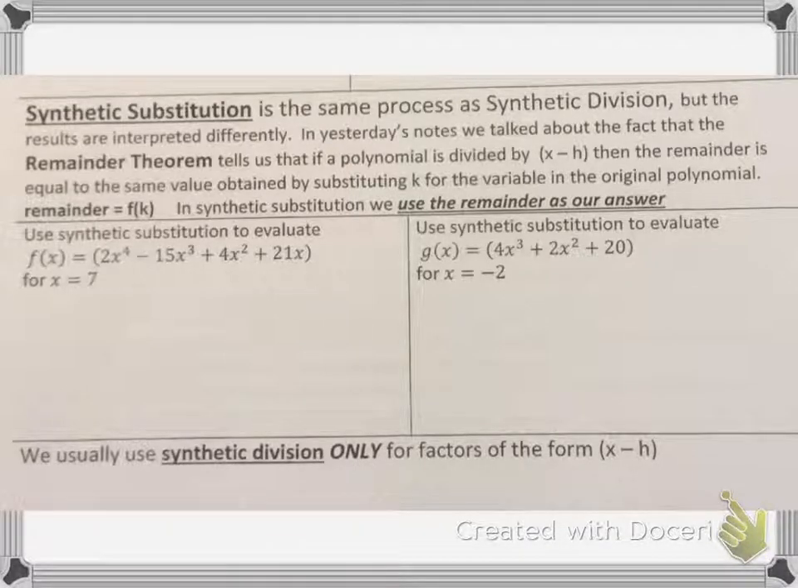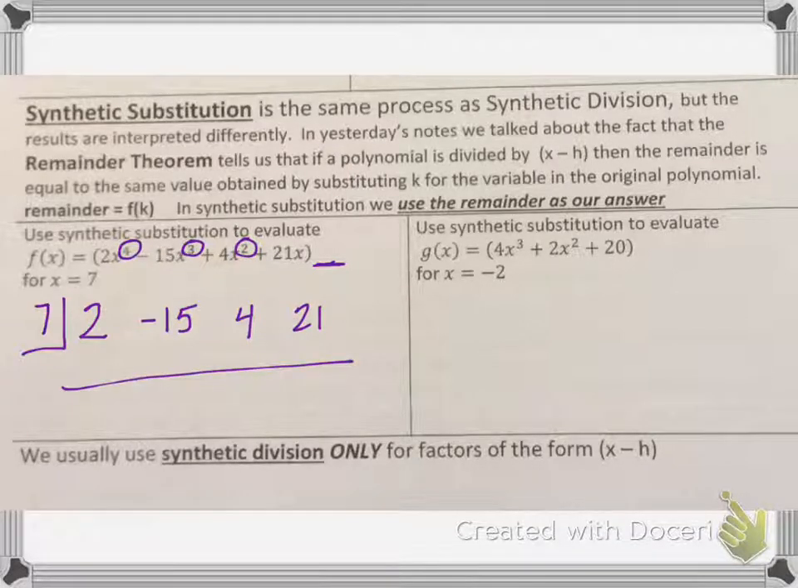So when we use synthetic substitution, they're giving me the box number. They have already set it equal to 0, and they're telling me that x equals 7. So 7 is my box number. Now I just need to list all of my coefficients. I'm going to put a 2, then fourth, third, second, and then plain old x. The only missing term is a constant. If it's at the end, I don't need to worry about it. So, 2, negative 15, positive 4, and positive 21. Let's do plain old synthetic division on this.